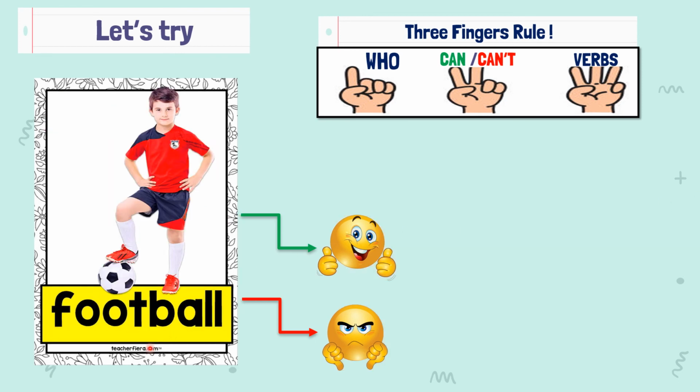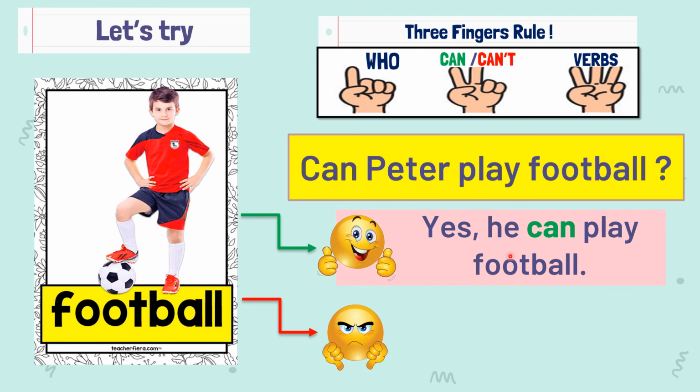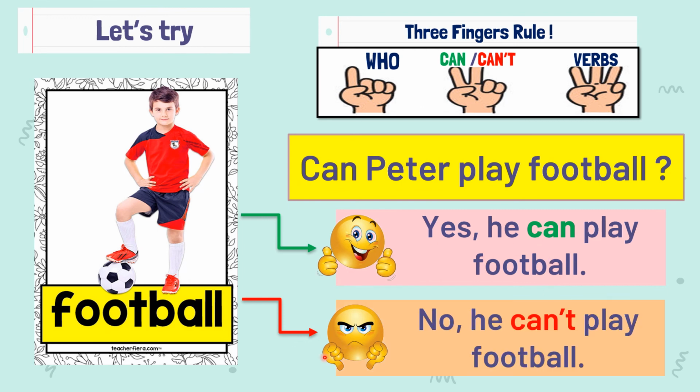The next one, football. Let's try making a sentence using football. Sorry, ask question using football. So, can Peter play football? If he can, you should say, yes, he can play football. But if he can't, no, he can't play football.